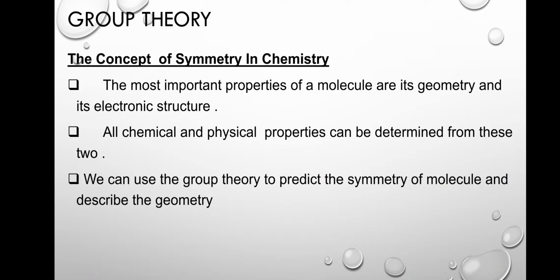In chemistry, a molecule's geometry and electronic structure are very important for predicting its chemical and physical properties. So we can use symmetry to predict a molecule and its geometry. The mathematical concept of using symmetry to explain or describe the molecule is what is known as group theory. We use group theory for predicting the geometry of the molecule, and once the geometry is known, we can understand the chemical and physical properties of the molecule.